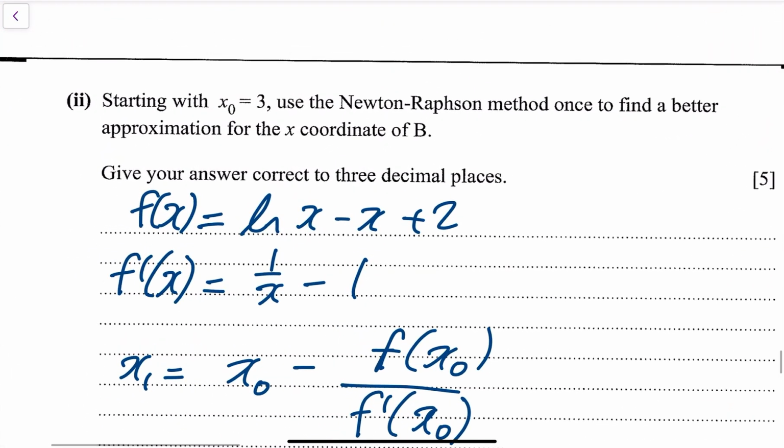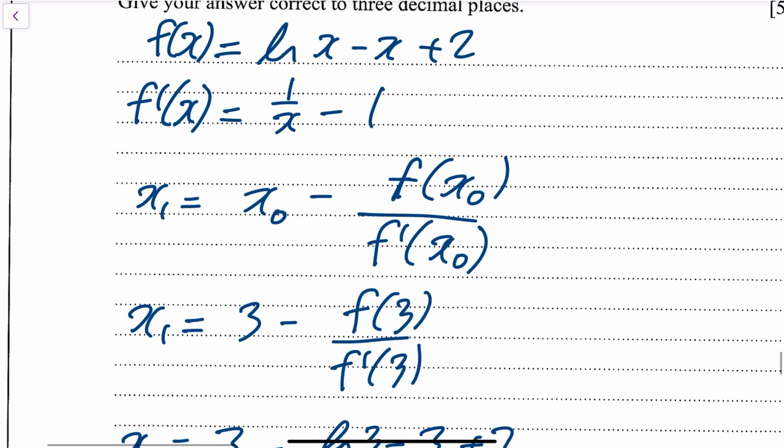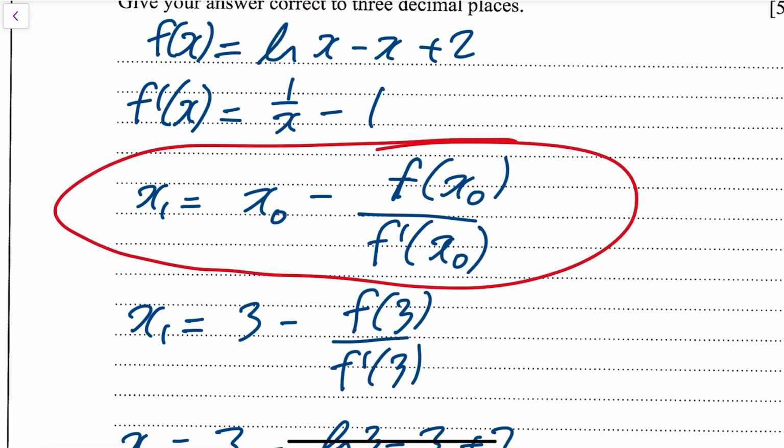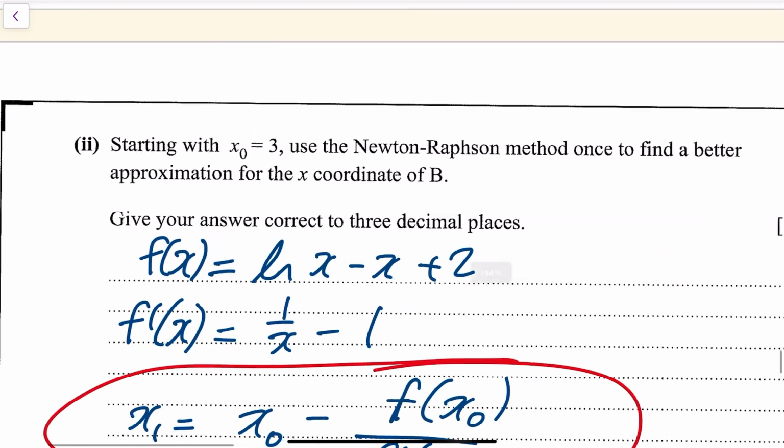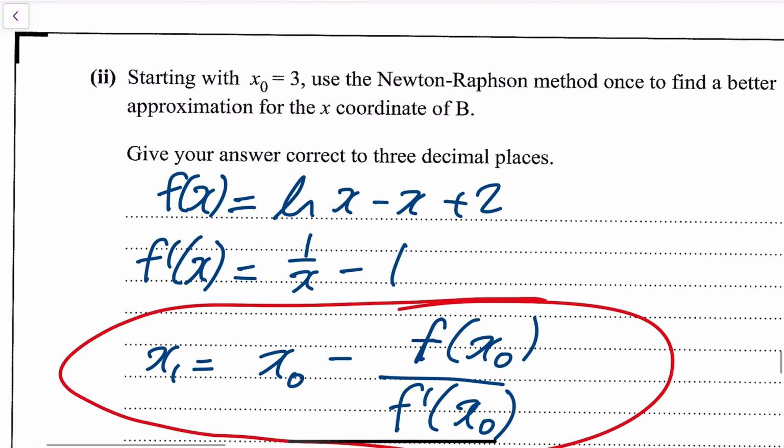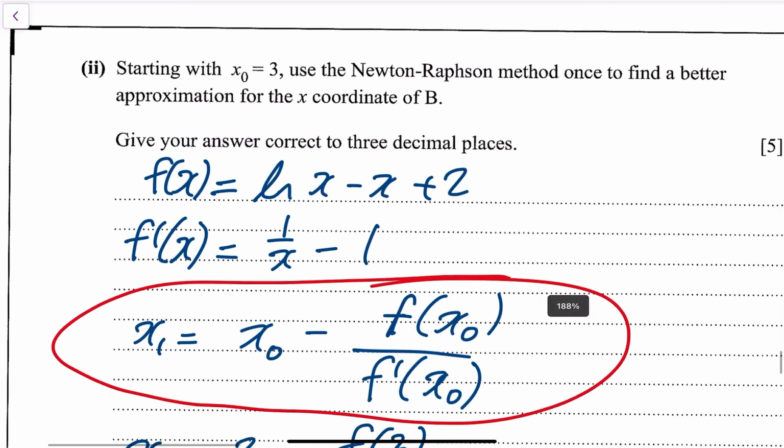It says starting with x0 equals 3, that's your first approximation, use the Newton-Raphson method once to find a better approximation. Your formula for the Newton-Raphson method is here. It's given in your formula booklet, thankfully, as I always forget it. It says find your answer correct to 3 decimal places, your next approximation.